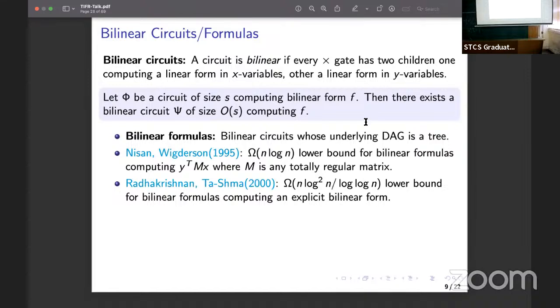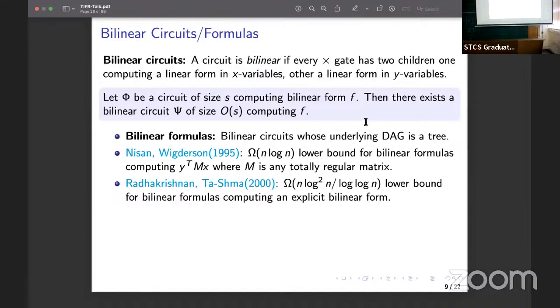Now, if you look at this statement here, what we are able to say is that if you prove lower bounds for bilinear circuits, that will directly translate to lower bounds for circuits, because circuits can be bilinearized. Now we have a lower bound for bilinear formulas. The question is, does it directly translate to lower bounds for formulas? It would translate if formulas can be bilinearized efficiently.